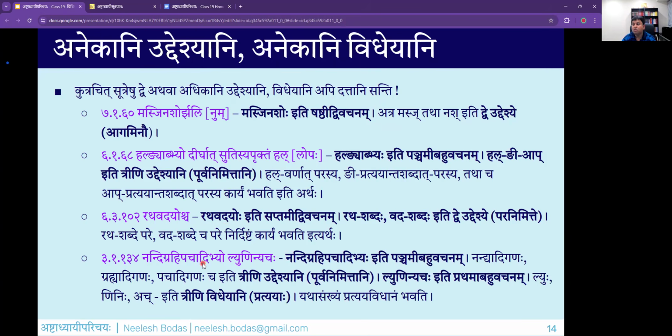Nandigrahipachadibhyo luninyacha. Everybody of you knows this sutram. Nandigrahipachadibhyo, that's the panchami bahuvachanam. Three purva nimittas are indicated. Luninyacha, these are the pratyayas. Three vidheyas are indicated. So three purva nimittas or three prakritis and three vidheyas, one-to-one mapping. Yatha sankhyam pratyayavidhanam bhavati. In this way, remember this particular diagram that was shown earlier. The uddesha is panchami, shashti, saptami. Purva nimitta is panchami, sthani or agami shashti. Paranimitta is saptami. Vidheya is prathama.